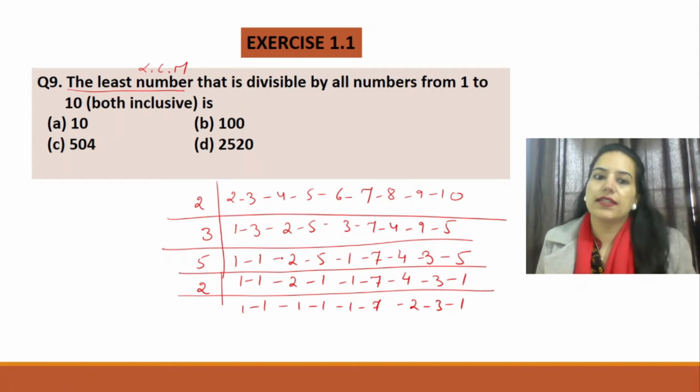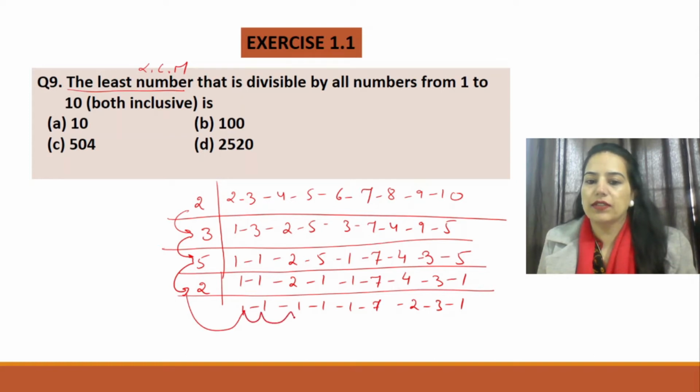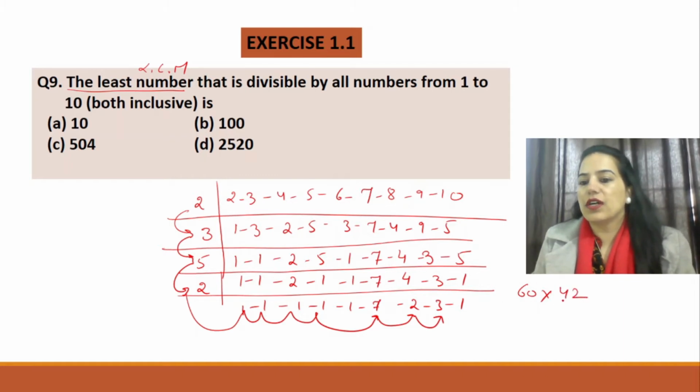So what is the LCM? 2 into 3 into 5 into 2 into 1 into 1 into 7 into 2 into 3. So it is 6, 30, 2 sixes are 12, so 60, and here 60 into 6, 7 sixes are 42. So what is your answer from here?